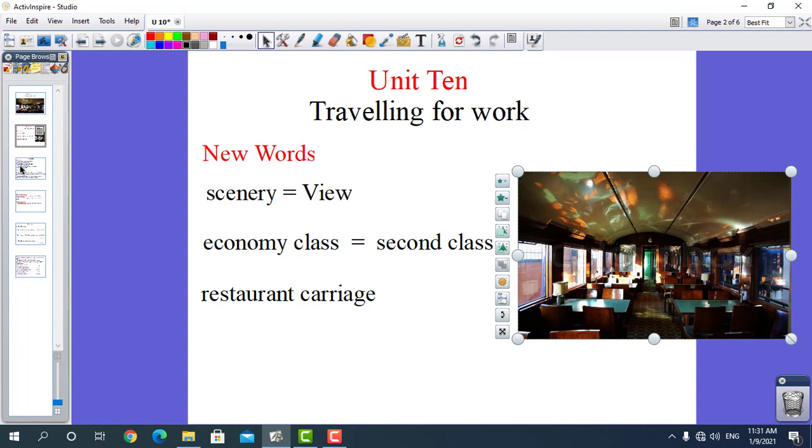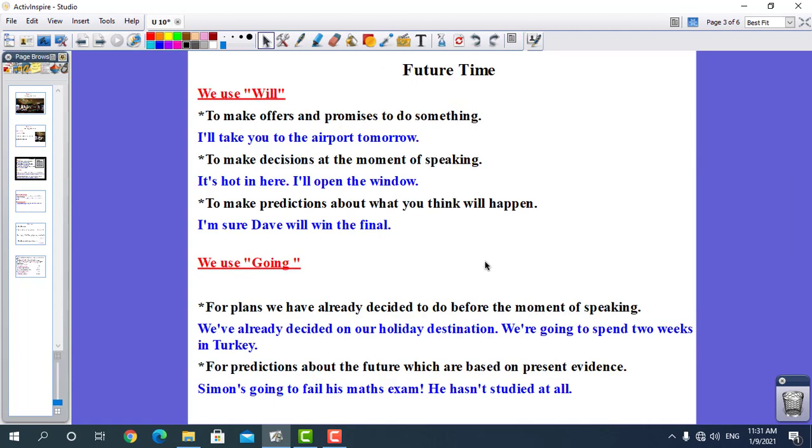Today's unit talks about the future. The future time. If we want to express the future, we have several tenses that we can use. The first one is will. We use will in these things.